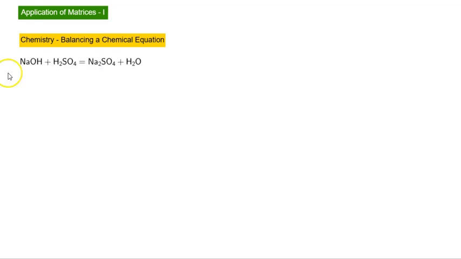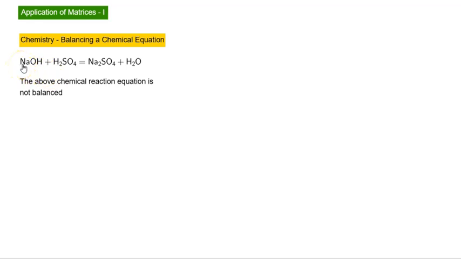Let us look at application of matrices in various fields. So chemistry, balancing a chemical equation. Let's say we have this equation: sodium hydroxide plus sulfuric acid gives us sodium sulfate plus water. Now, the above chemical reaction equation is not balanced.